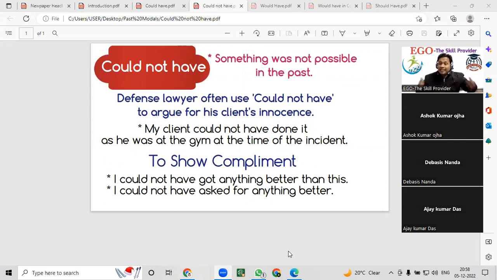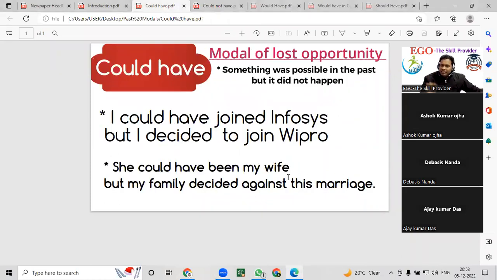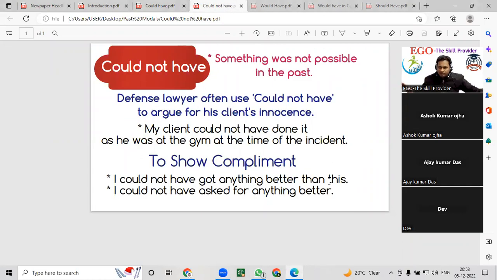You have to use could not have to defend somebody, and the second thing is that whenever you want to show compliment for the noble deed he has done for you, you can use could not have. So what you understood is that could have is used for a lost opportunity, that means something was possible in the past but you did not do it. Could not have means it was impossible in the past. In two situations you can use could not have, to defend a person and to show compliment. And remember could not have or could have are called past modals because they represent a past action, a past event. You cannot use them for present or future time. This is the writing on the wall.